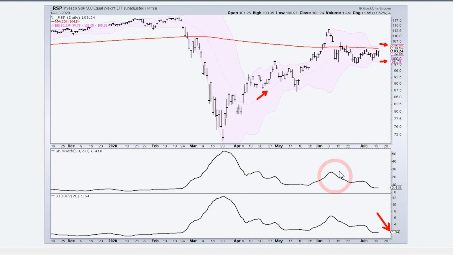And you can see as volatility falls, the Bollinger Bands tend to contract. And so we have a Bollinger Band contraction, which could lead to a break up or a break down in RSP and in a number of ETFs. So let's look at how some of the chart setups are working as far as a directional bias is concerned.